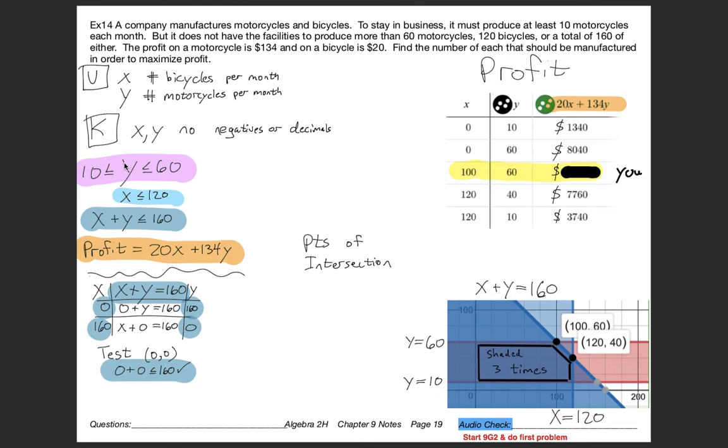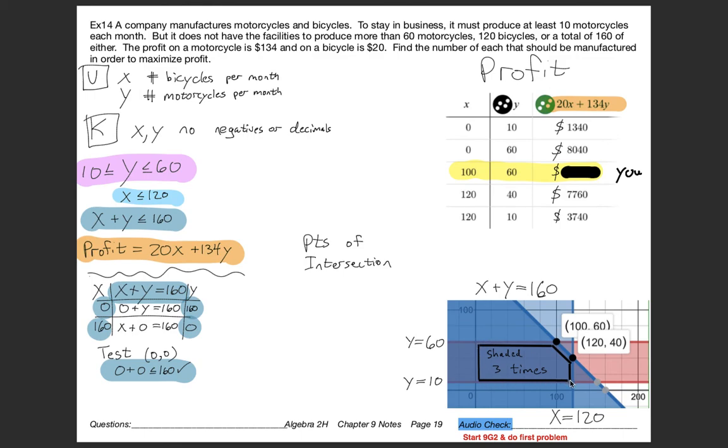Here, there's also a shading going on. Y can be in between 10 and 60, so I'm going to shade all of these values, all the red values in between the two horizontal lines. So between this condition and this condition, and also you can see the vertical line is 120, and I shaded to the left because the test point of 0, 0 does work in this one. So between these three different inequalities, we get, again, it's not a quadrilateral, it's a 1, 2, 3, it's a pentagon. And this pentagon has 5 different vertices.